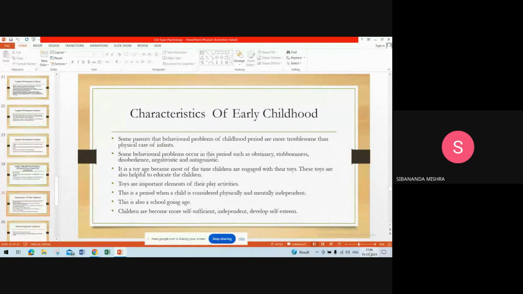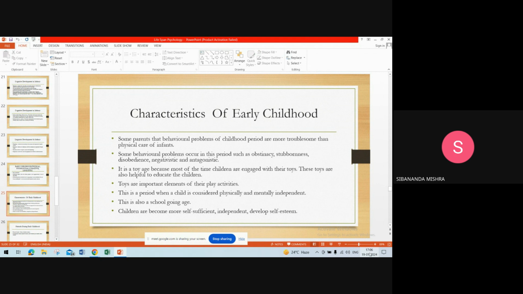So some behavioral problems occur in this period, such as obstinacy, stubbornness, disobedience, negativity, and antagonism. These are some of the behavioral problems they have. It is a toy age because most of the time children are engaged with their toys. Finally, toys are important elements of their play activities. This is a period when the child is considered physically and mentally independent.